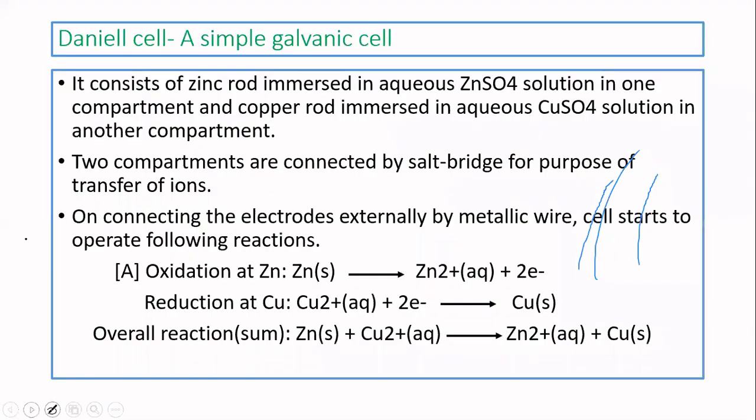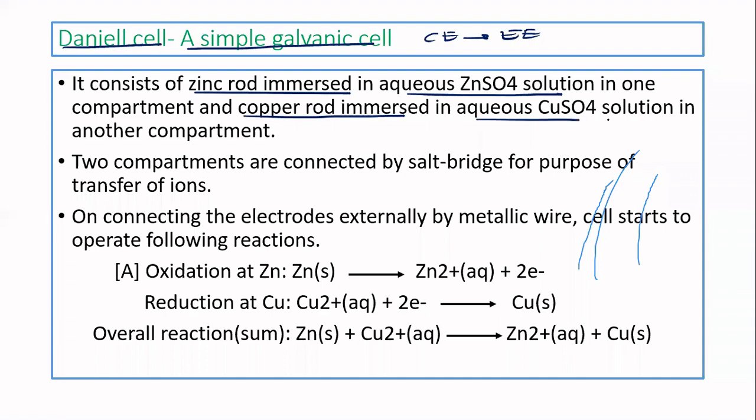Then in the next slide, we'll discuss the Daniel cell, a simple galvanic cell. This is used to convert the chemical energy into electrical energy. So what is this Daniel cell or galvanic cell? It consists of a zinc rod immersed in zinc sulfate solution in one compartment and a copper rod immersed in aqueous solution of copper sulfate in another compartment.